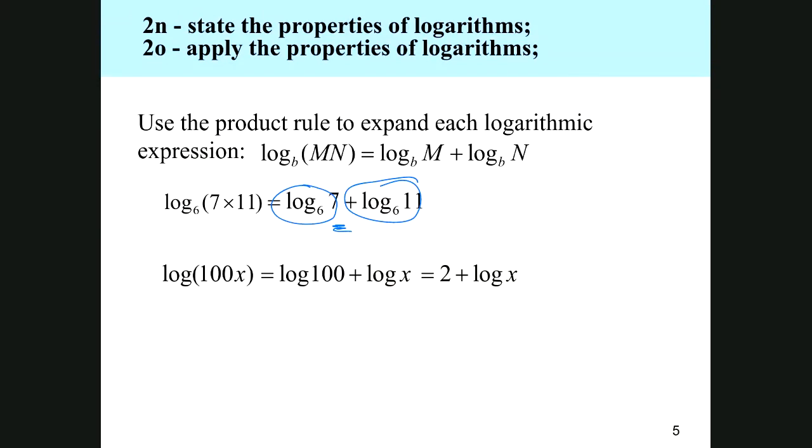Let's look down here, log of 100x. 100 and x are being multiplied together, so I can separate it by doing the log of 100 plus the log of x. Again, they're being multiplied, so I use addition right here. Log of 100, however, we can simplify. The log base 10, this is a common log, base 10 of 100 is 2. Log of x is simply log of x. All right, so that's how we could use the product rule to separate out logarithms of products.